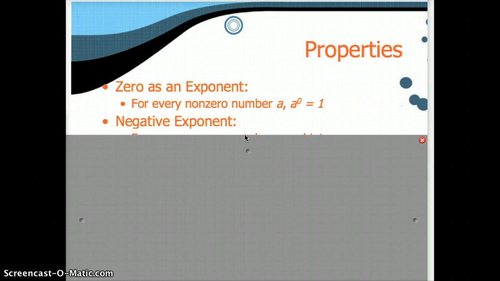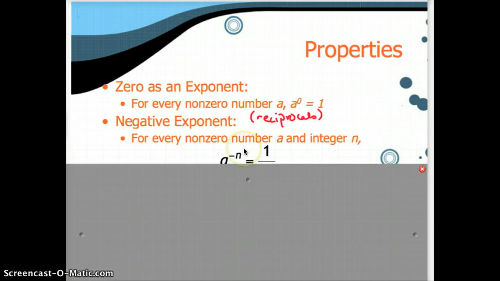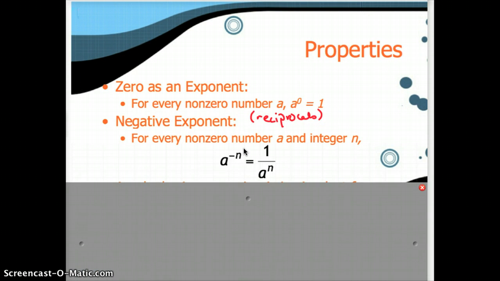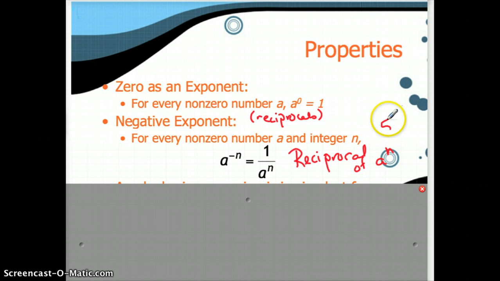When you have a negative exponent, think: negative exponent does not mean negative number. It means really small number. We're going to look for reciprocals. So for every non-zero number a and integer n, a to the negative n equals 1 over a to the n. It equals the reciprocal of a to the n. So that's saying if I have 5 to the negative 3, that will equal 1 over 5 to the third.